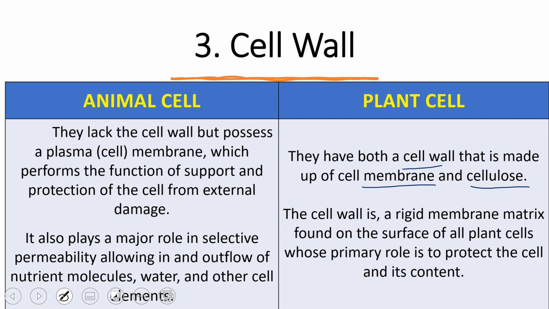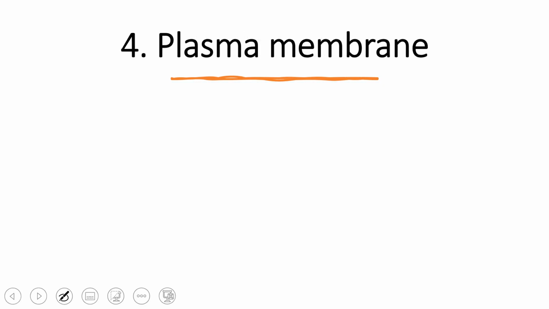In certain cases, like fungus, there we can have a cell wall. Otherwise, normally animal cells do not have cell walls. So the plasma membrane is a kind of barrier which normally differentiates the external environment from the internal environment of the cell, and it does not allow everything to go out and everything to come in. In plant cells, the cell wall, which is composed of cellulose, is a rigid matrix found on the surface of the plant cell, whose primary role is to protect the cell and its constituent content.